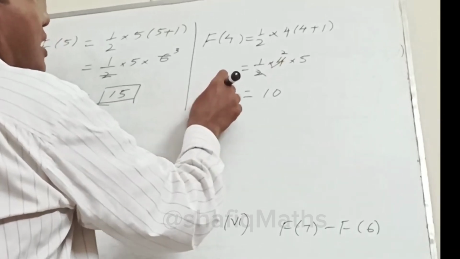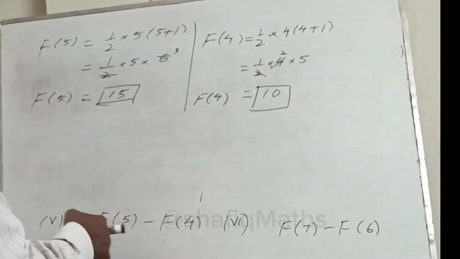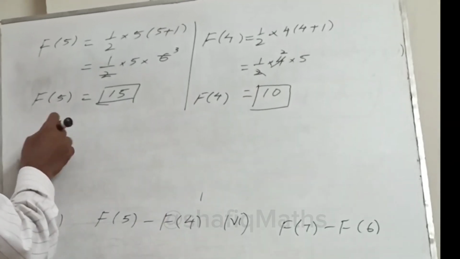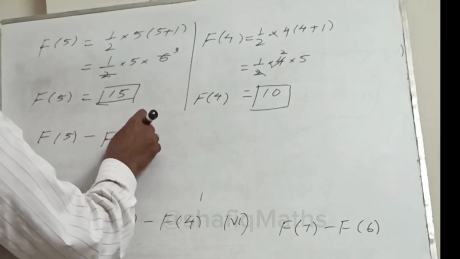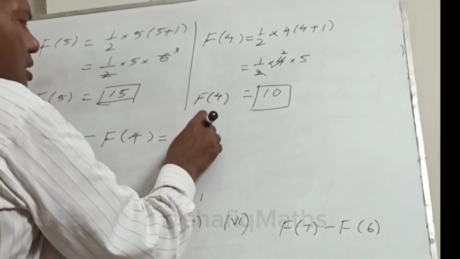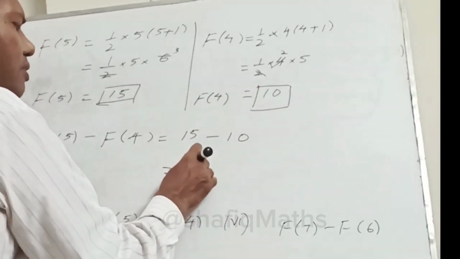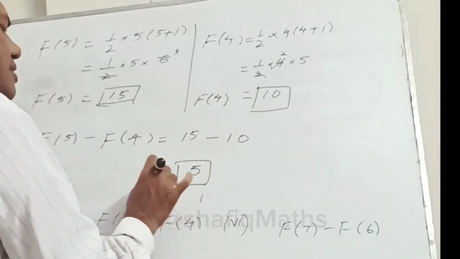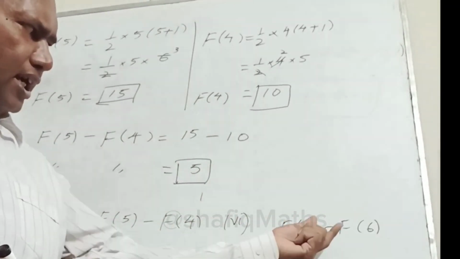This is our f(4). Now substituting the values of f(5) and f(4) here. Therefore f(5) minus f(4) will be, f(5) is 15, f(4) is 10, 15 minus 10 is 5. This is the answer of our fifth part of the question. Now we will find the value of f(7) and f(6).